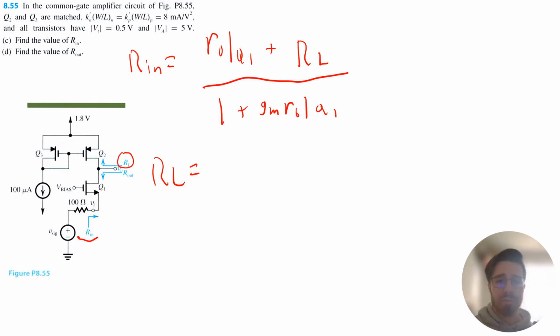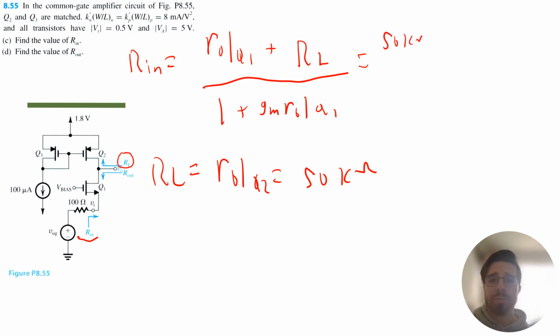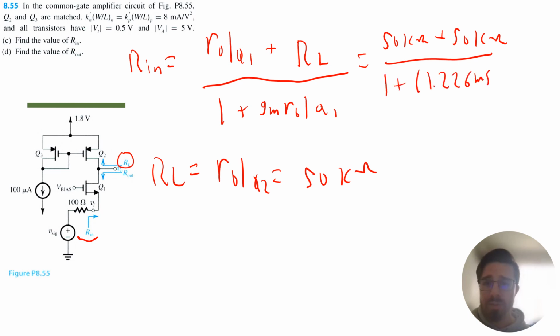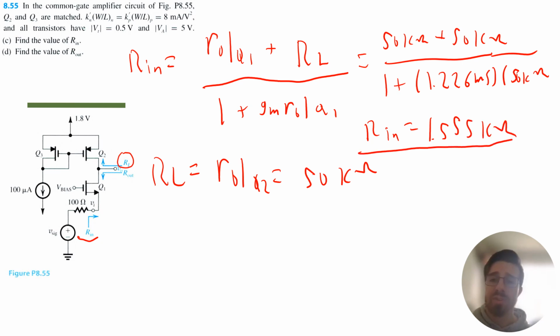And what's the resistance of Q2? Well, it's just the output resistance of Q2, which we already calculated to be 50 kilo ohms. So from there, we should be able to solve for Rin as 50 kilo ohms plus 50 kilo ohms divided by 1 plus the transconductance, which we solved for, 1.226 millisiemens, multiplied by 50 kilo ohms again. And we crunch some numbers. I get that Rin is equal to 1.555 kilo ohms. So this is the input resistance seen by the transistor Q1.